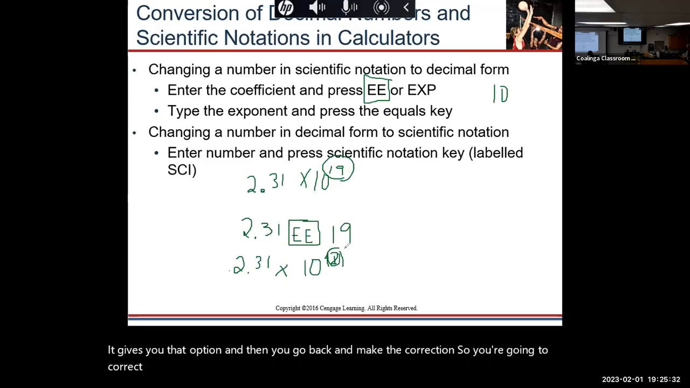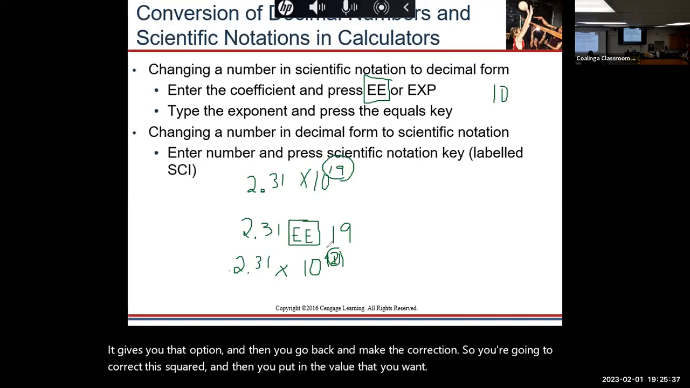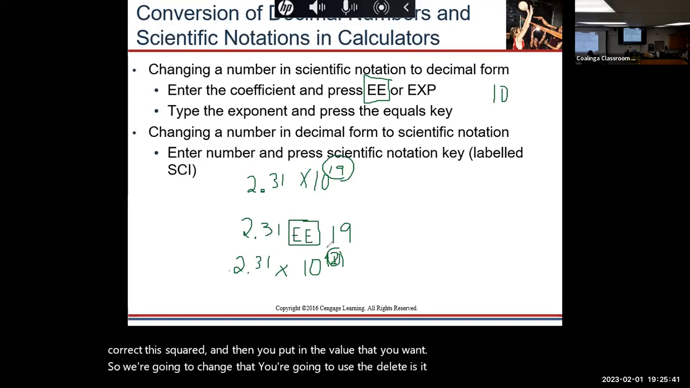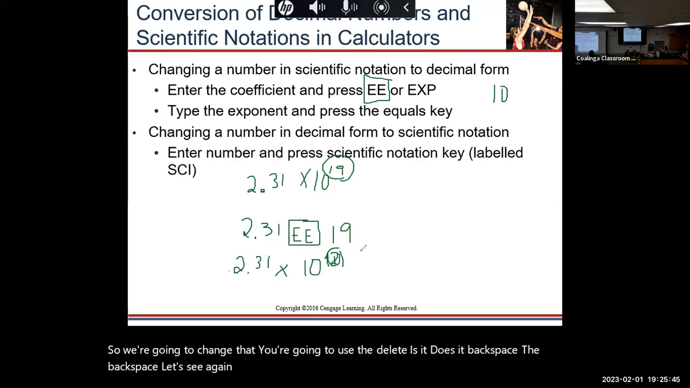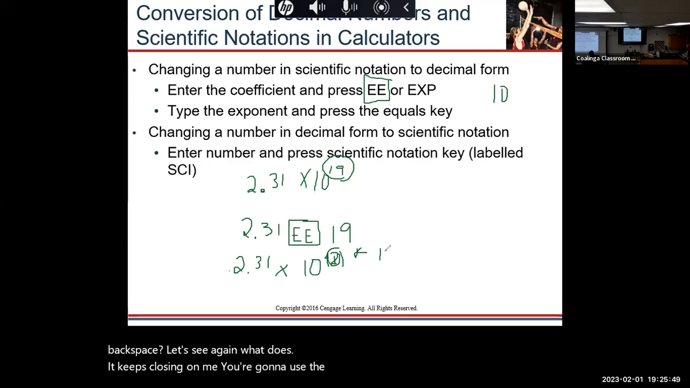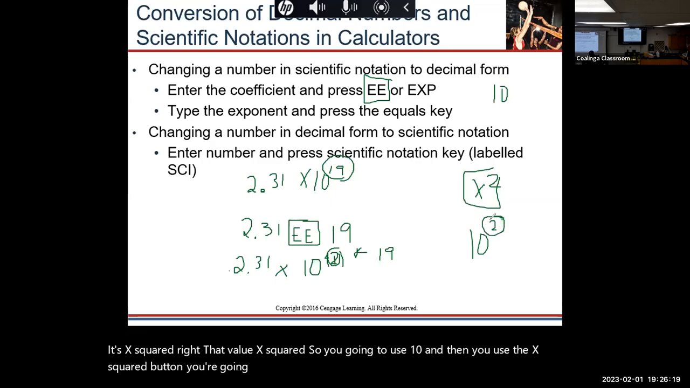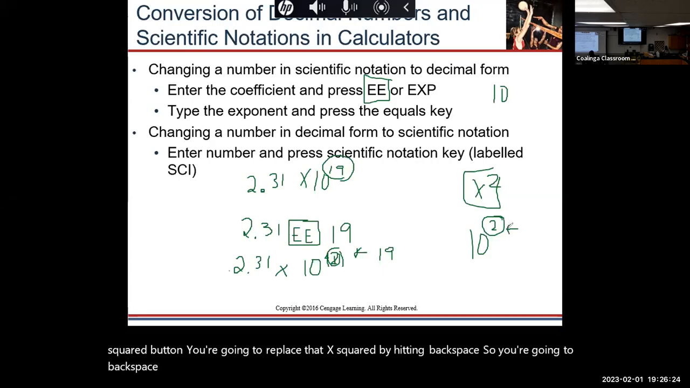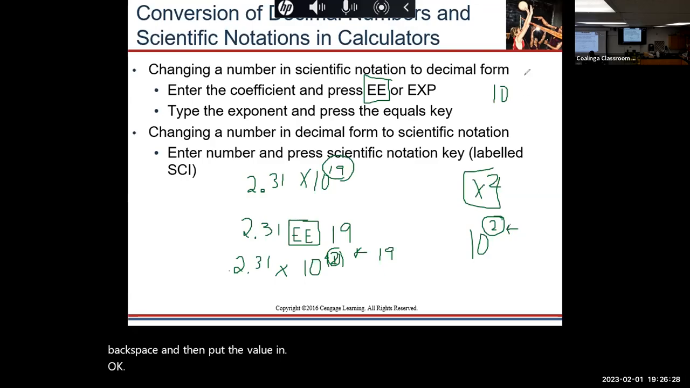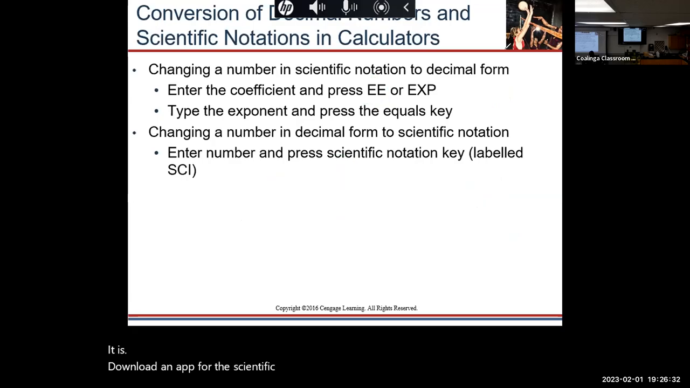You're going to correct this squared, and then put in the value that you want. So we're going to change that. You're going to use the delete, just the backspace. You use the backspace and then put 19 in this place. Okay? For Androids, again, it's going to be 10, and you use the x squared button. You're going to replace that squared by hitting backspace, and then put the value in. I'm sure you could download an app for the scientific calculator.